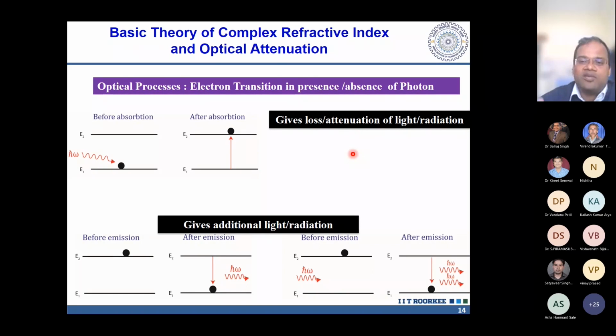There are other processes like spontaneous emission, which gives you the light out. You can also have stimulated emission, where you have one incident photon and you get radiation which is coherent. However, today we are not concerned with it. We are concerned today with the simplistic treatment of how the atom gets excited when it sees a photon. So I will give the semi-classical theory of the same.